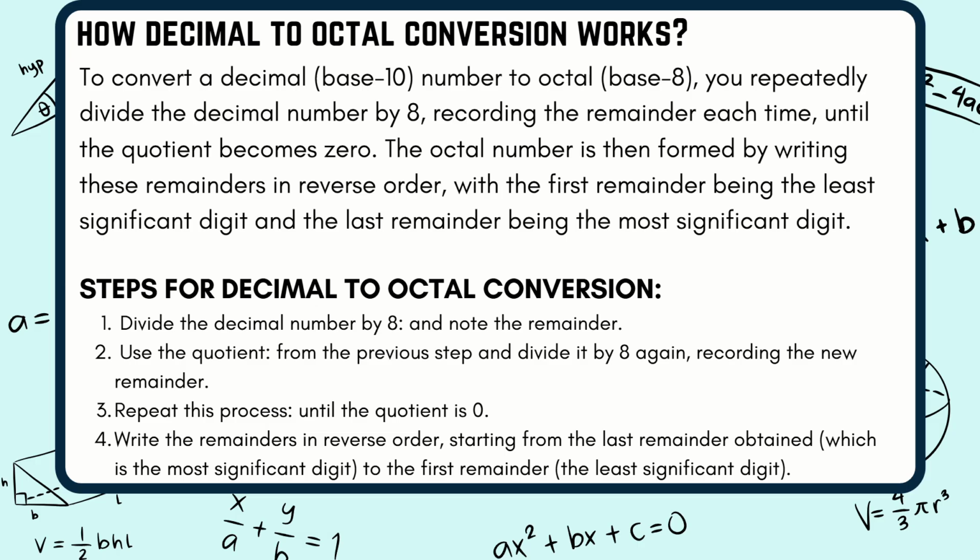So, in step 2, let us use the quotient. Use the quotient from the previous step and divide it by 8 again, recording the new remainder. In our third step, repeat this process until the quotient is 0. Fourth step, write the remainders in reverse order again, starting from the last remainder obtained, which is the most significant digit, to the first remainder, the least significant digit.